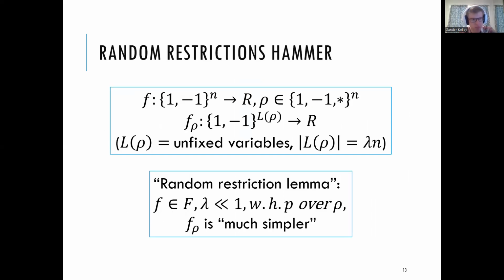So let me talk about some background for random restrictions if you haven't encountered it before. Sort of an abstract version of what you want to say for a random restriction lemma is that when you have some special class of functions and you randomly fix some fraction of the variables, then you want to argue that as a function of the remaining variables, the function is likely to become much simpler in some way. Okay, so that's what this is saying here.